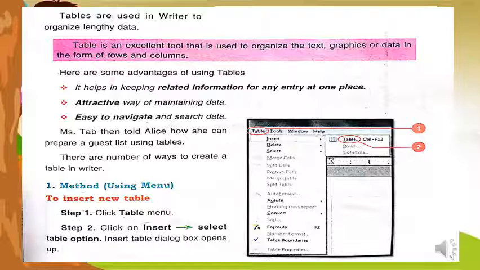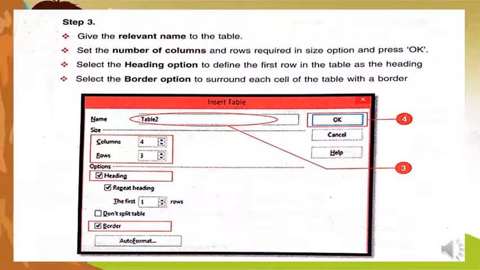The dialog box opens. The third step is to give a relevant name to the table. Then set the number of columns and rows required in the size options. Then select the Heading option to define the first row in the table as the heading. Then select the Border option to surround each cell of the table with a border. In the images I have indicated these as 3 and 4.